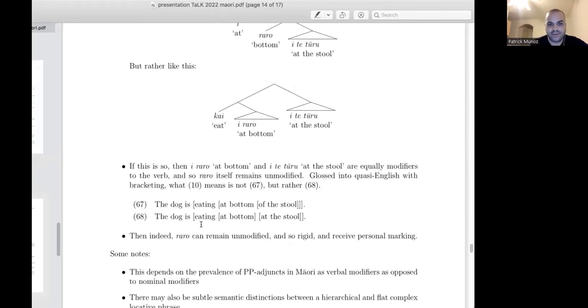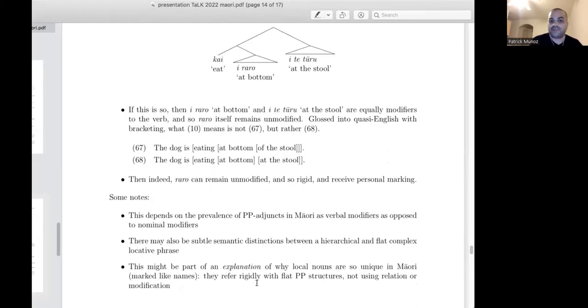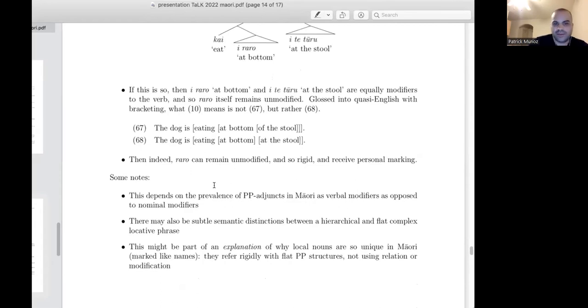So in a kind of quasi-English, you gloss this as not the dog is eating at the bottom of the stool, modifying eating, with of the stool modifying bottom, but rather the dog is eating at bottom, modifying eating, at the stool, modifying eating. If that's so, then you can say that things like bottom are still rigidly referring, and so get the a marking. So this depends on the prevalence of PP adjuncts in Maori as verbal modifiers as opposed to nominal modifiers. If they typically only appear as verbal modifiers, this position is much stronger.